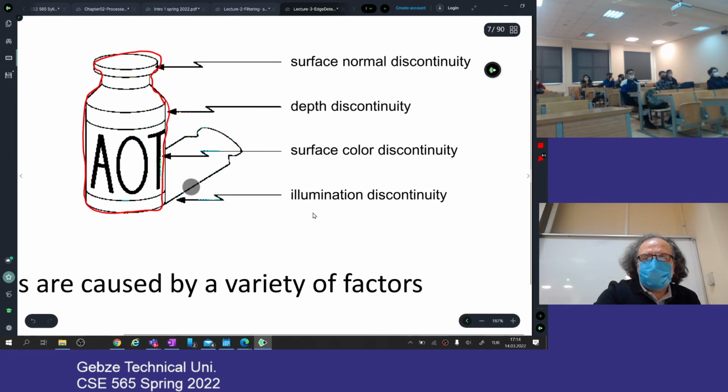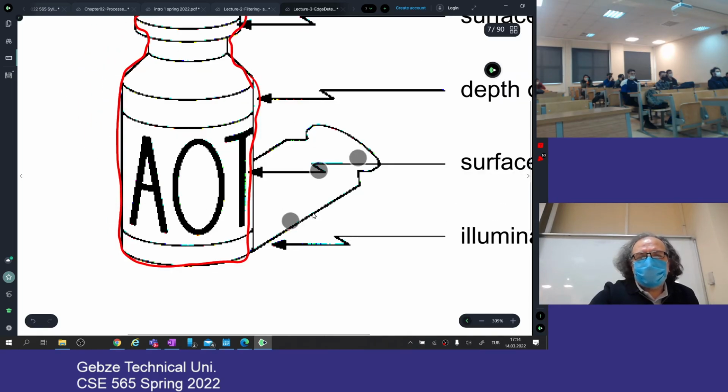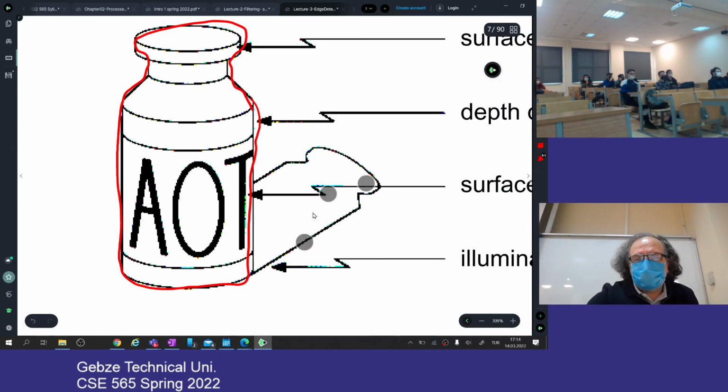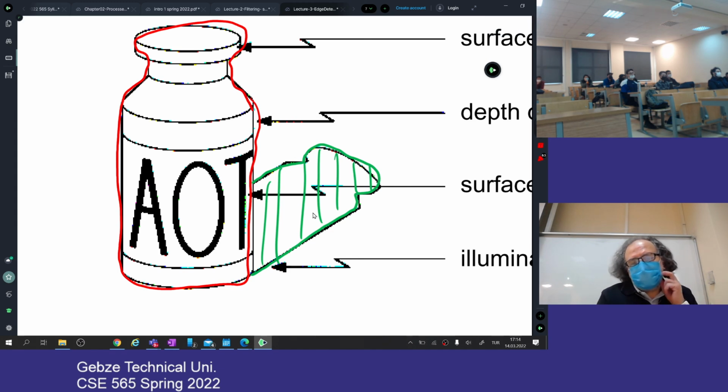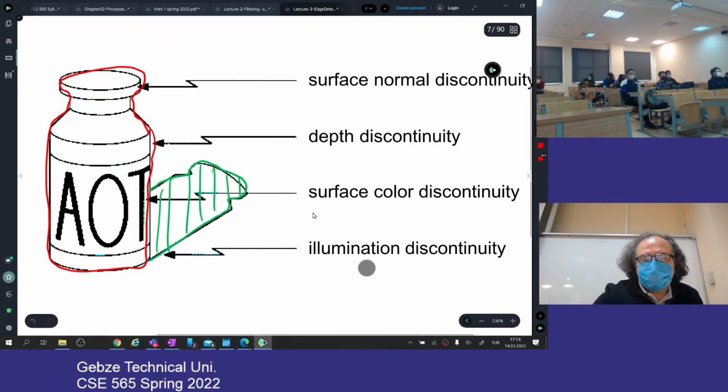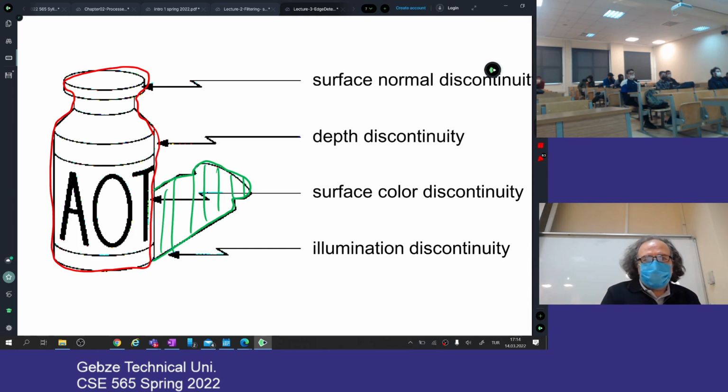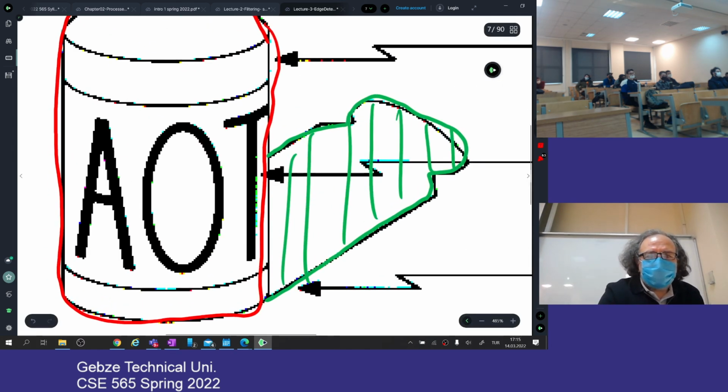For example, there is an illumination discontinuity. This is the shadow of the bottle, right? It is on the table, but there is a very nice edge around here, because there is a sudden change of intensity. Inside this region it is all dark, outside of that region it is not that dark, it is bright. So there is an intensity change in there. This is caused because of the illumination discontinuity, and our edge detection algorithms are going to find it.